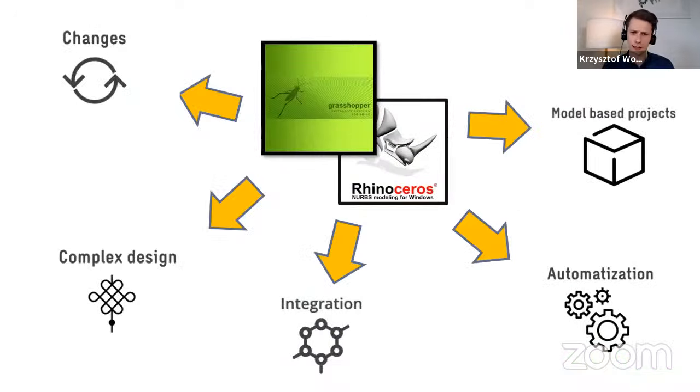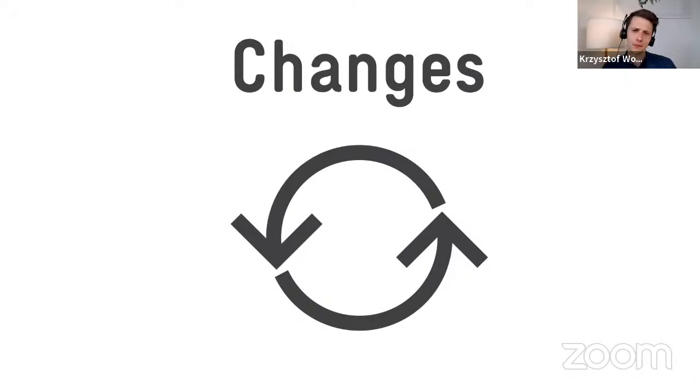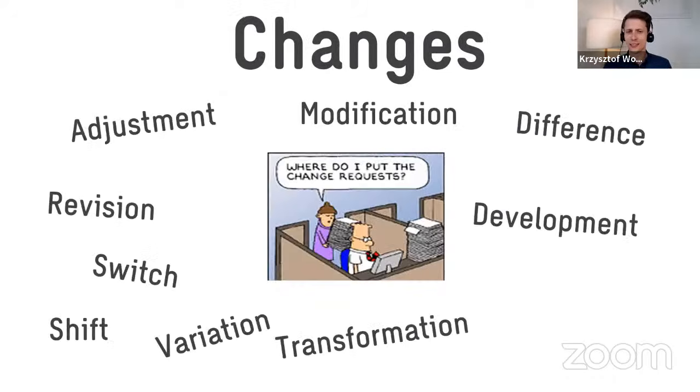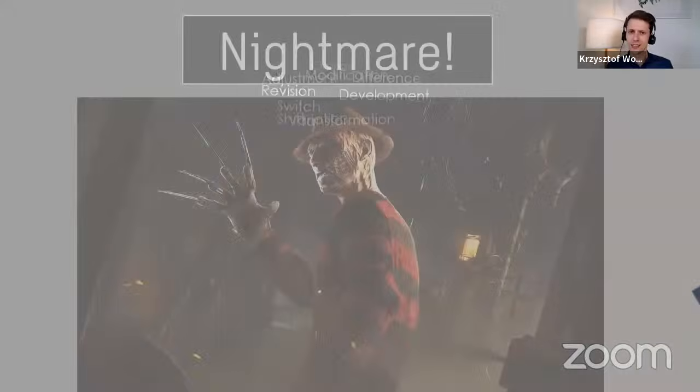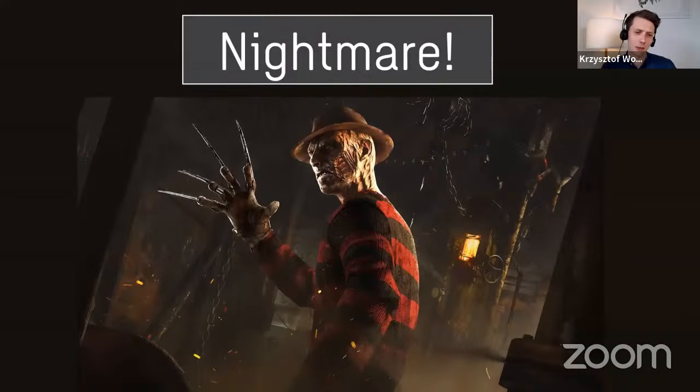So on the screen, you can see right now, in my opinion, the 5 most important reasons why engineers should apply the parametric approach. So first of all, of course, changes. Every designer has experienced that for sure on every project. It can be called modification, difference, transformation, variation, etc. However, I found one name for all of those changes. It's a nightmare. It's really a nightmare because sometimes this kind of change can destroy your whole project, and sometimes you need to start your work from scratch.